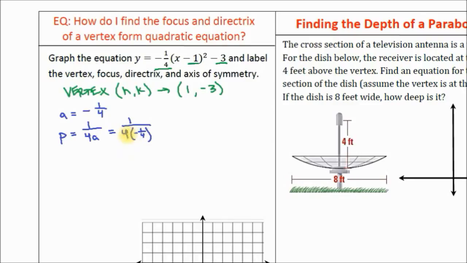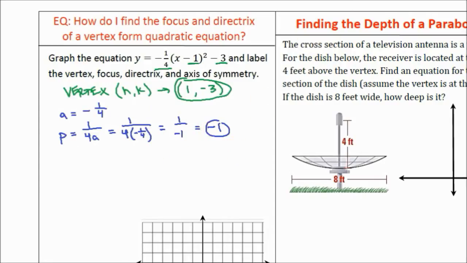If you multiply 4 times -1/4 in your calculator, you will get -1. These are actually opposite reciprocals. So we're going to end up with -1. So this is going to be 1/-1, and if you do 1 divided by -1, you're just going to get -1. So our p value is -1. Let's circle the vertex too, so we know that's important information. So our p value is -1.